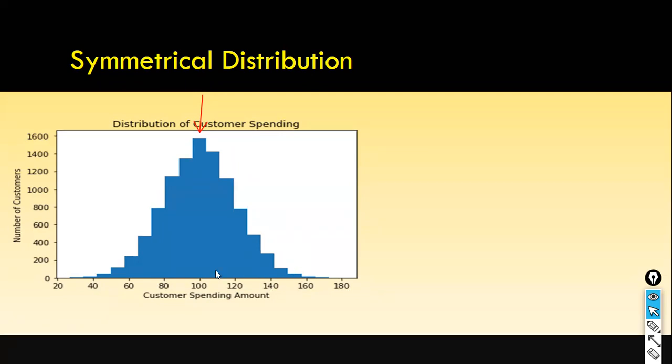Only a few customers are spending more, but the average spend is just $100. The majority of customers spend $80 to $120. Only a few are spending $130 and above, and only a few are spending $60 and below. The most common amount spent is between $80 and $120.